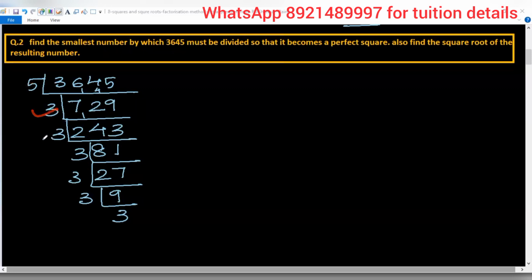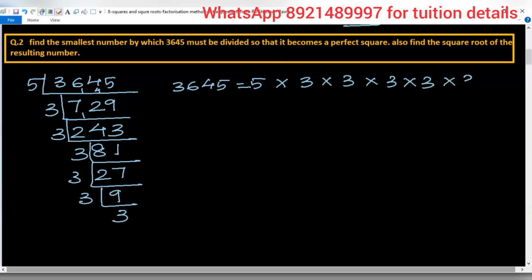And 3 comes 1, 2, 3, 4, 5, 6. 6 times 3 is there. So we can write 3645 as 5 into 3 into 3 into 3 into 3 into 3 into 3. 6 times 3. 1, 2, 3, 4, 5, 6.